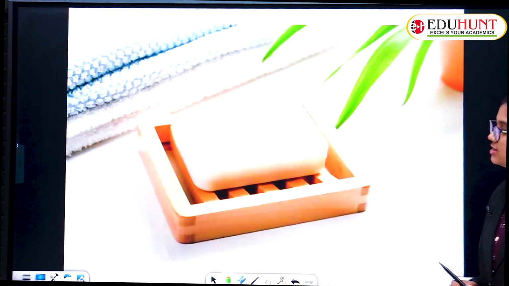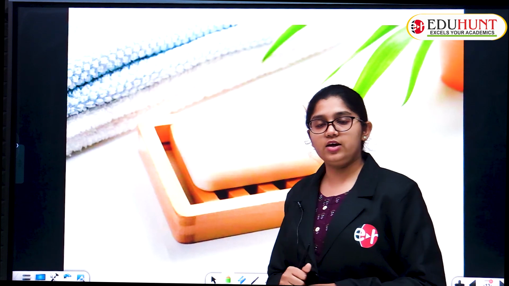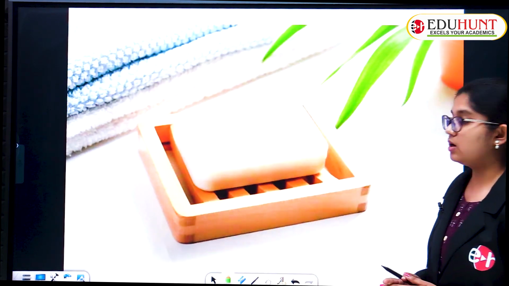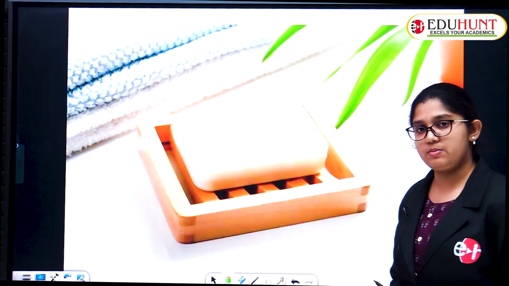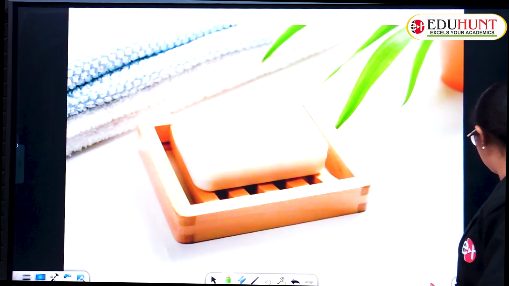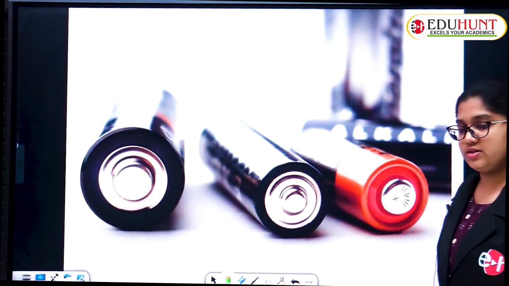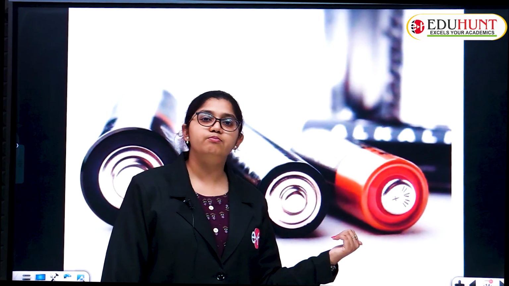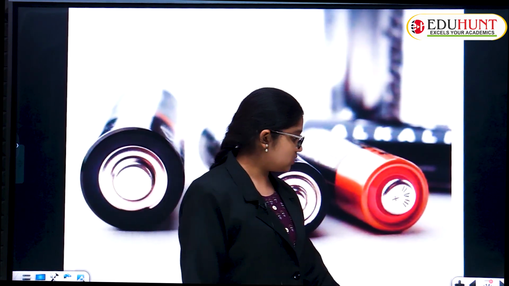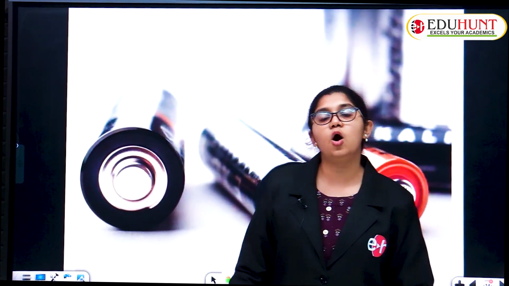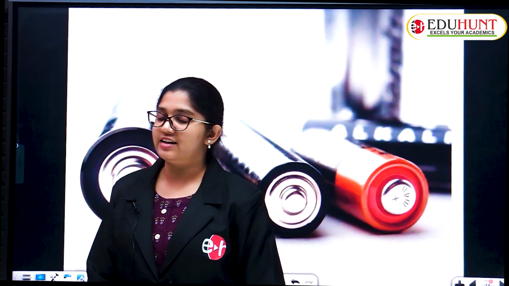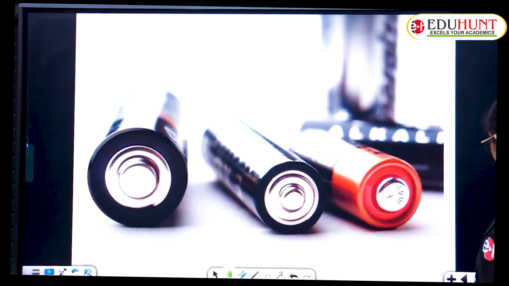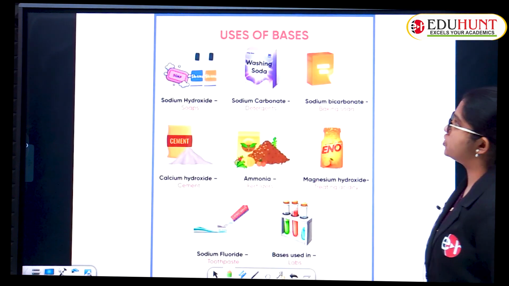Yes, the first one is soft soap. The gentle soft ones are there, no? So that is the one. That is all about potassium hydroxide in the manufacturing of soft soap and also alkaline batteries. In alkaline batteries we also have potassium hydroxide. This is all about the uses of common alkalis. Okay, we'll see some examples of the use of bases.